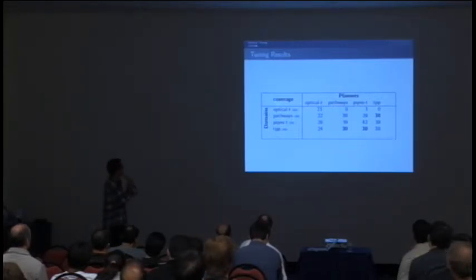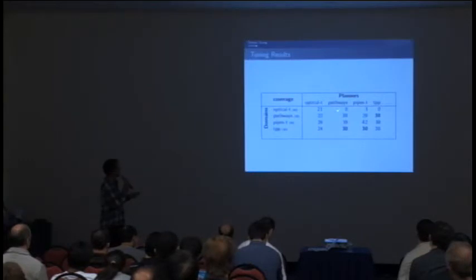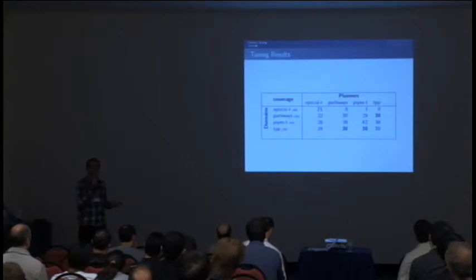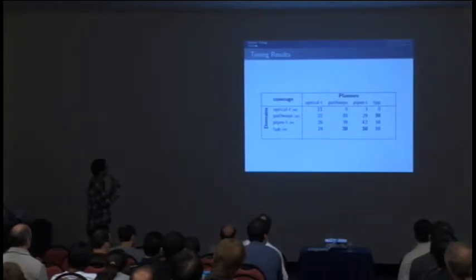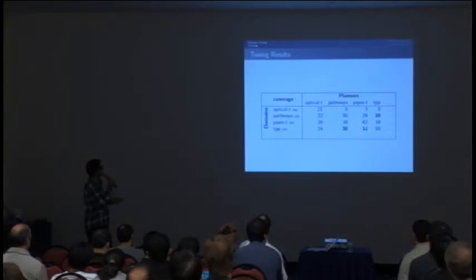You can see, for example, in optical telegraphs, the planner that was tuned for this domain solved 21 problems, while all the other untuned configurations solve at most 4 problems. In other domains, it works equally well. For example, in pipesworld tankage, the tuned planner solves 42 problems, while the others solve fewer problems. All of the others solve fewer.